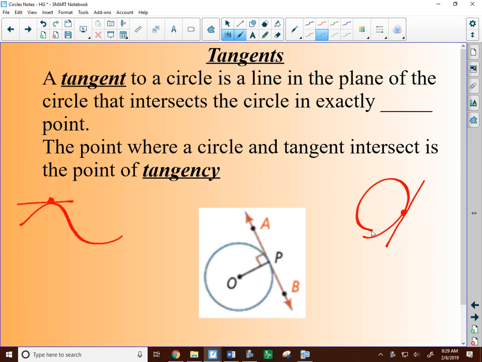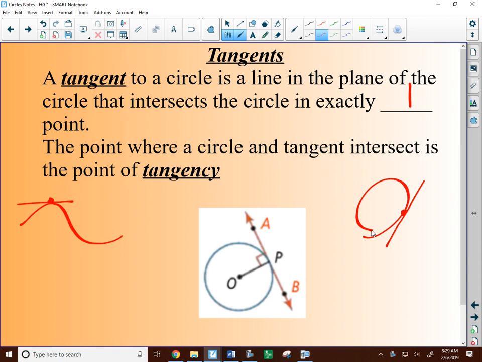Because when you get to calculus, you'll do a lot with tangent lines. So, a tangent to a circle is a line touching the circle. It intersects the circle in exactly one point. So there's the tangent line, and then we call that point the point of tangency.